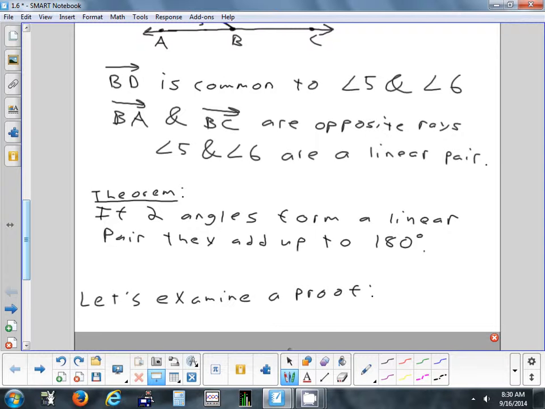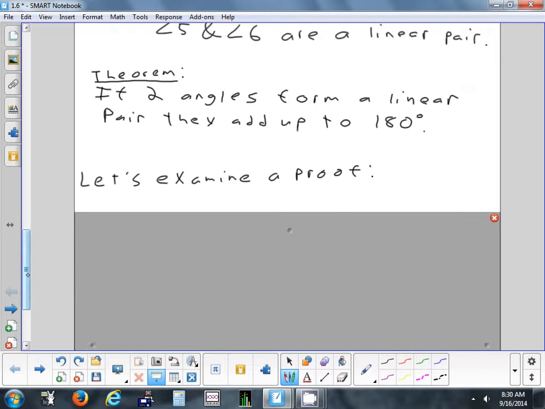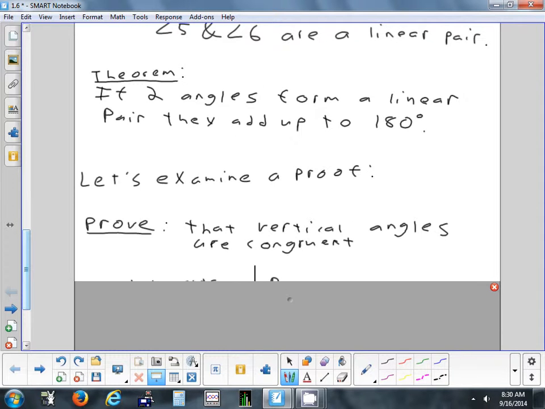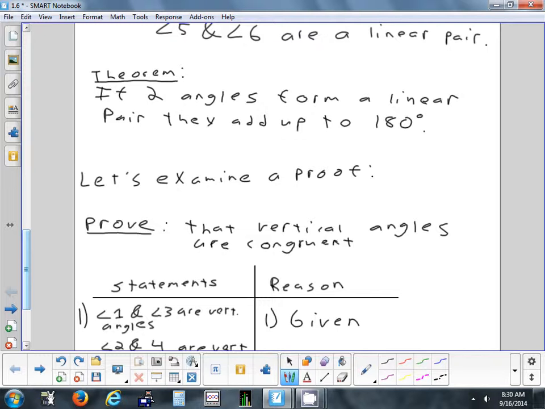Okay, you know what? Since we have a little bit of time, why don't we do one proof? I don't think you're going to find the proof in this section. They don't do it until chapter 2, but we got a little time, so let's look at one. Let's do the one that's vertical angles are congruent. I wasn't going to do it, but let's do it.